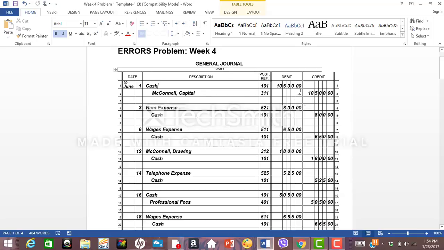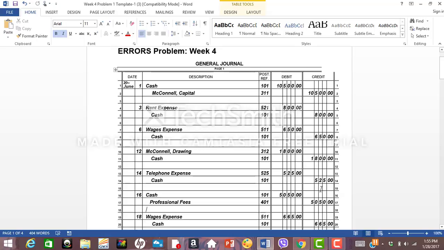Cash 10,500 would be debiting, capital would be crediting, rent expense would be debiting, cash would be crediting. So that's correct so far. Wages expense debiting, cash crediting. Drawing would be debiting, cash would be crediting. Telephone expense debiting, cash crediting.